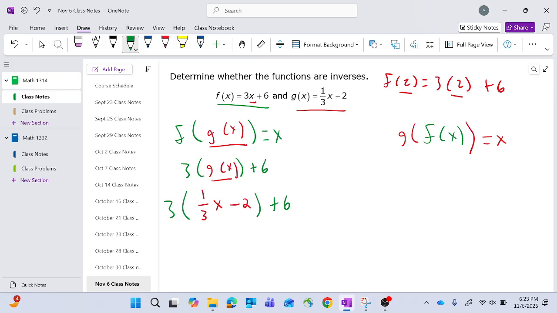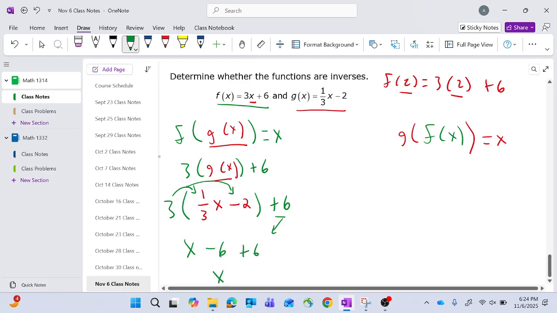Everyone with me? So distribute the 3 in. So 3 times 1/3 is just x. 3 times negative 2 is negative 6. And we still have this plus 6 to bring down. And negative 6 plus 6 is x. And that's what I wanted. I wanted this to equal x, and that's what I got. Great. And now we can do the other side.